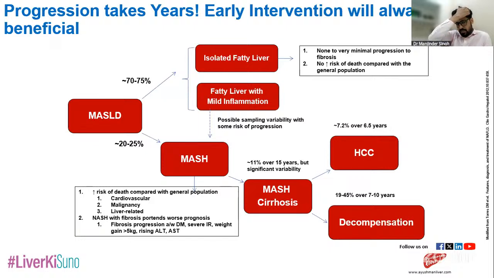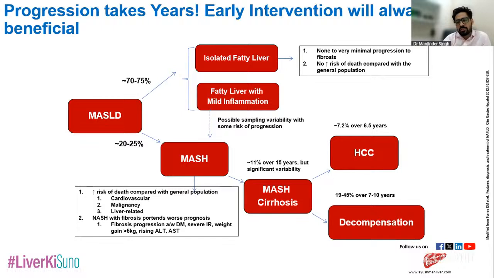So this is the natural progression of the disease. Any patient who has steatotic liver disease, the majority remain in isolated fatty liver with none to very minimal progression to fibrosis. And there is no increased risk of death in the general population. In 20-25% of patients, MASLD progresses to MASH. Out of these patients, another 10 to 11% go on to develop MASH cirrhosis.